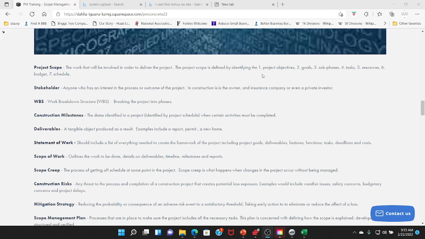And then five, what resources? What are the contractors that are needed? What are the trades that are needed? What is the equipment that's needed? What money is needed? Loans, that kind of thing, in order to make it happen. And then the budget, of course, how much is the full project going to cost?